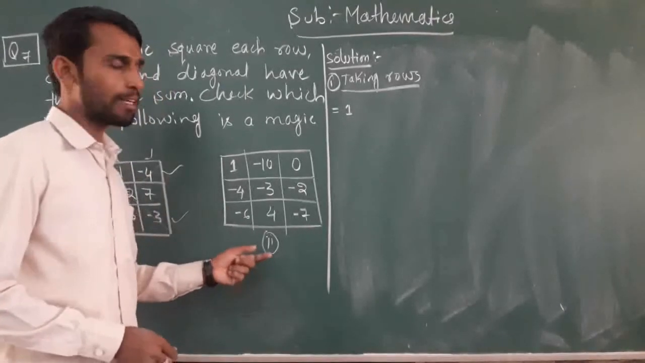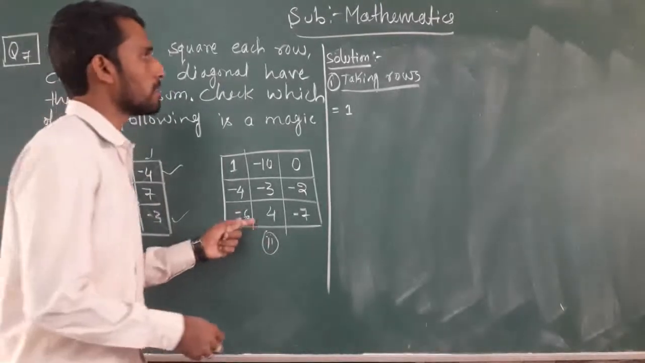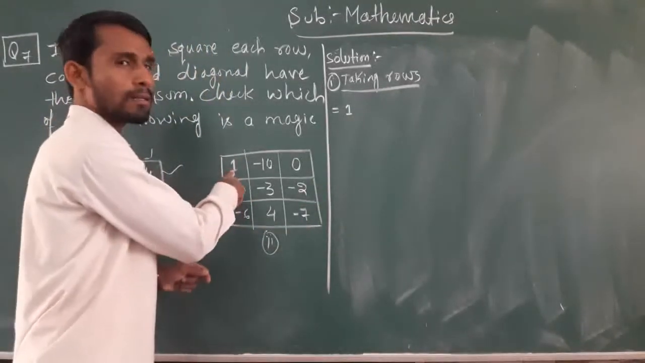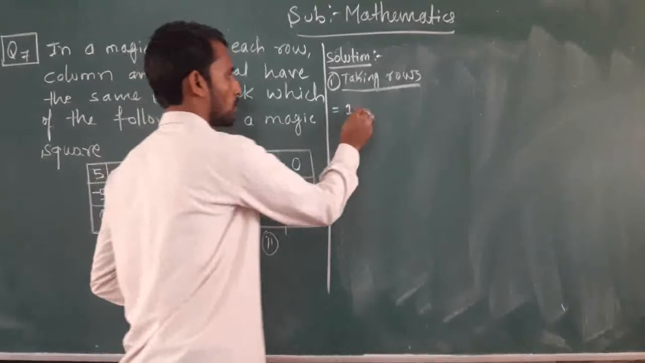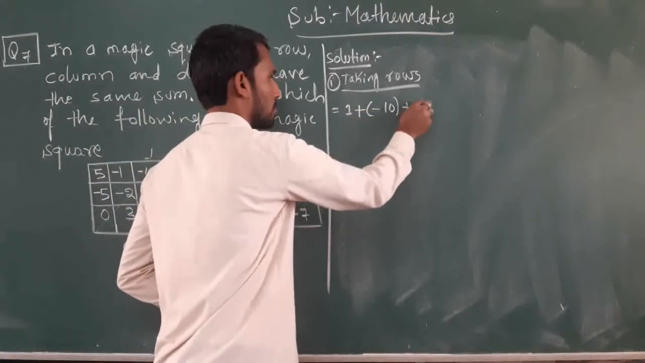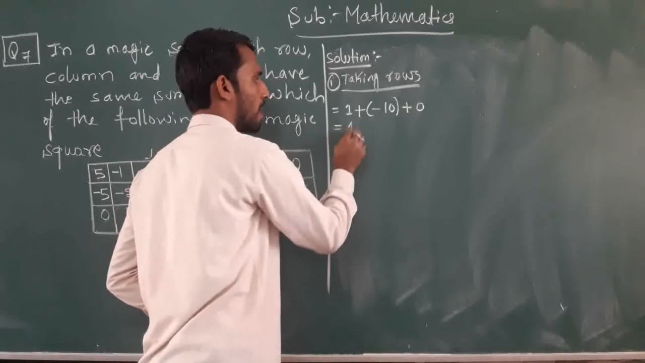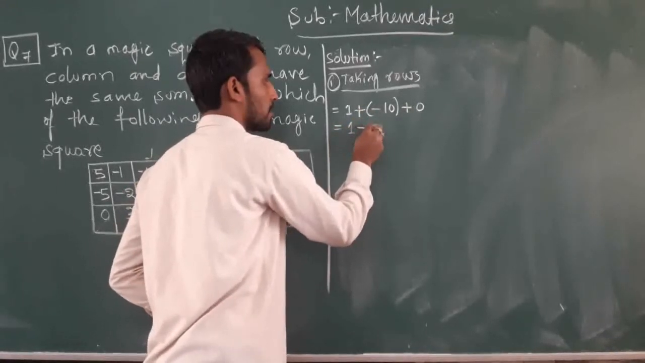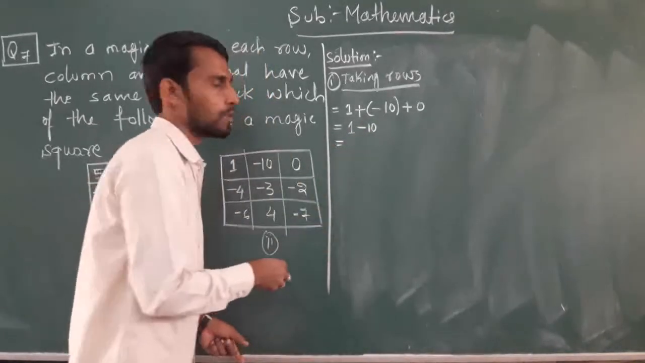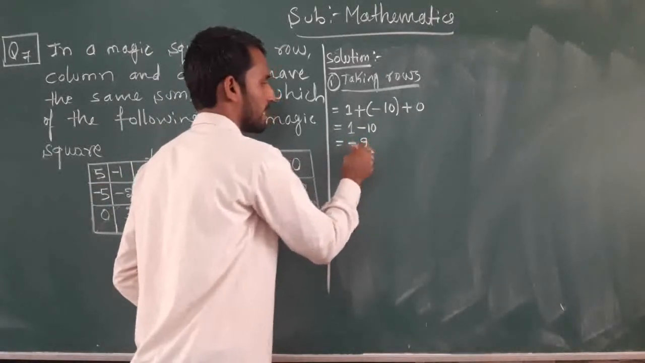Dear friends, I am taking the second magic square. Taking rows. First one I am taking is 1, minus 10, 0: minus 10 plus 0. 1 plus into minus 10 is minus 10. When we do subtraction, we get minus 9.